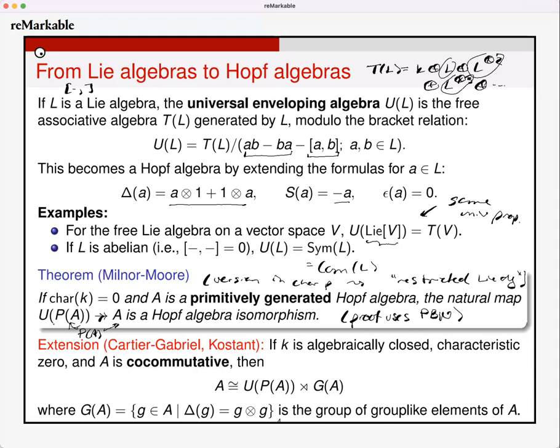So you can extend the Milner-Moore theorem to say that if you're working in the setting that K is an algebraically closed field of characteristic 0, and if A is just co-commutative, that's our only assumption, then the Hopf algebra can be identified as a sort of semi-direct product.